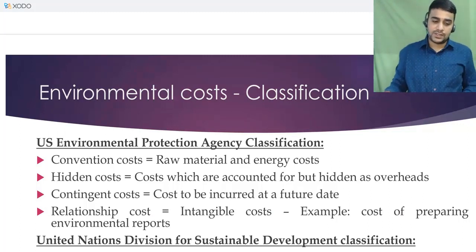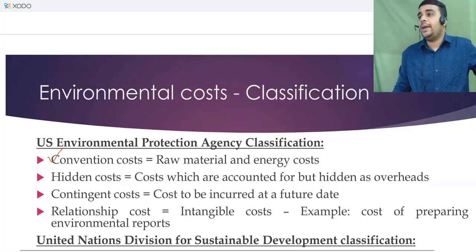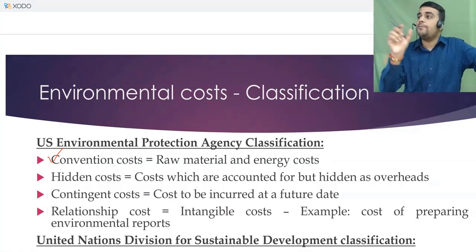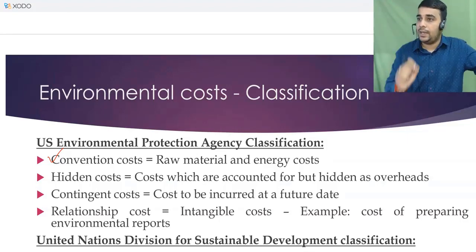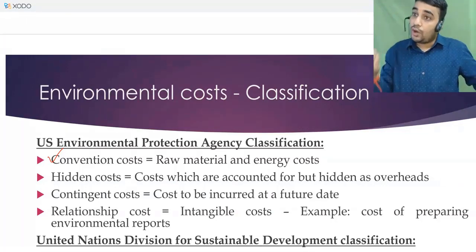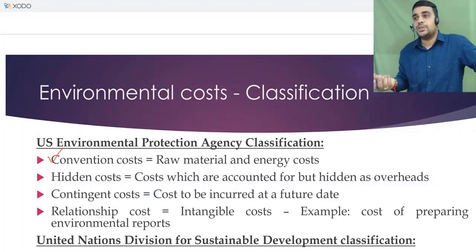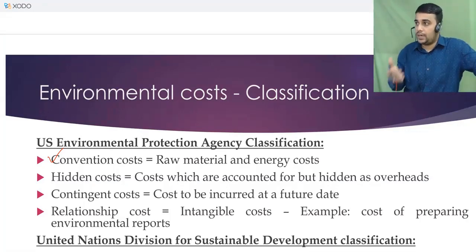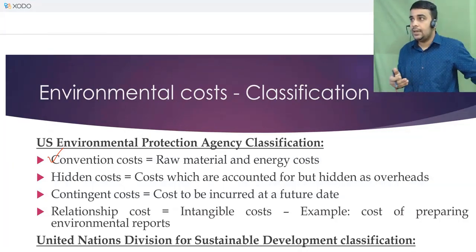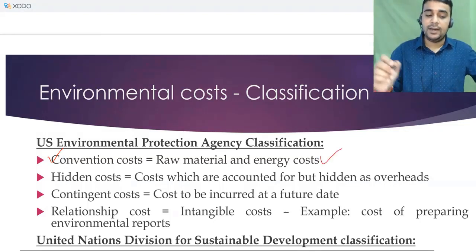The first cost is conventional cost. This is easy to identify. They are basically raw material and energy cost. Example, if you are manufacturing, let's assume tiles. When you manufacture tiles, you will need a lot of power consumption. So that will form part of environmental cost. This power could be a renewable source of power, could be a non-renewable source of power. If you are using coal to generate power and using it for this, or whatever power you are getting has come from coal, indirectly it is going to impact the environment. So the first part is raw material and energy cost.